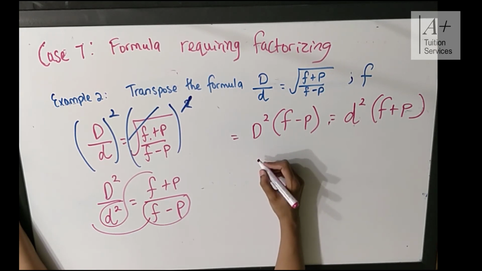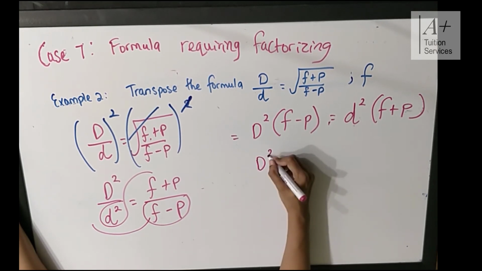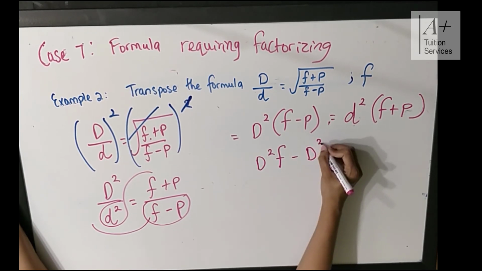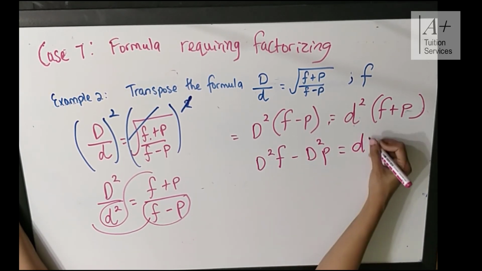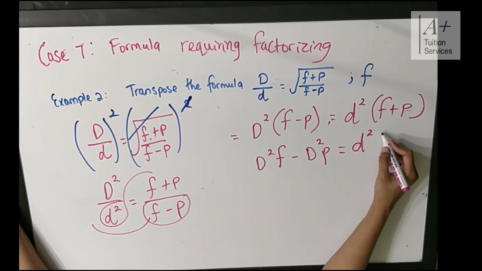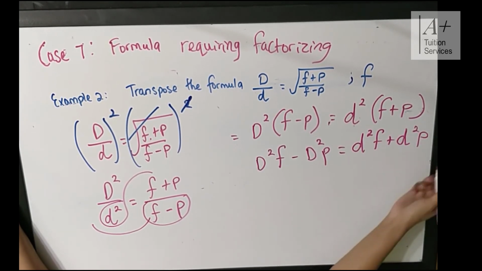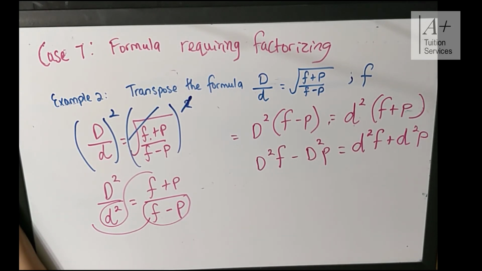Then we're going to expand the brackets. So we're going to have now D squared f minus D squared p is equal to common d squared f plus common d squared p. And now we could factorize, by grouping terms that are alike.